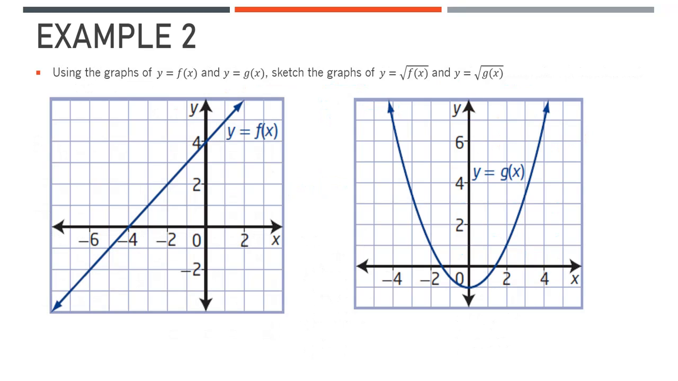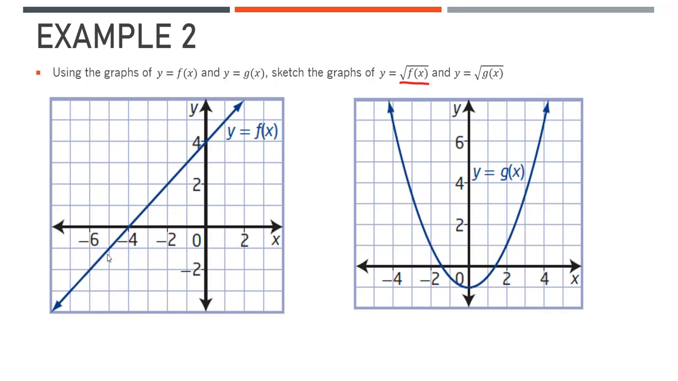Let's take a look at example 2. Using the graphs of y equals f of x and y equals g of x, sketch the graphs of y equals square root of f of x and y equals square root of g of x. Alright, let's start with f of x. So this is a nice linear equation already graphed for us. We just need to take the square root. So we're going to square root the height.